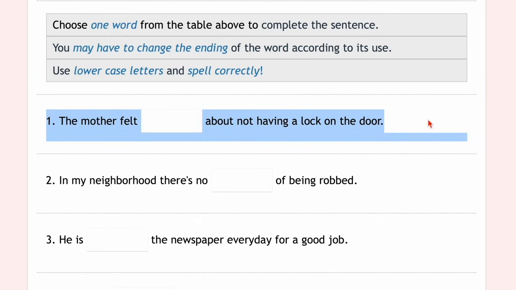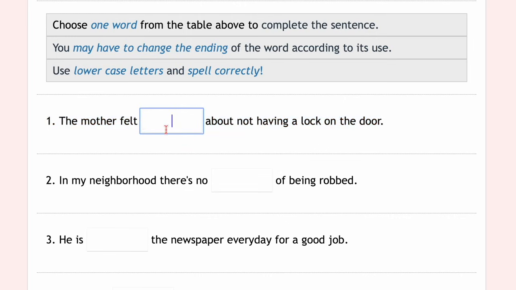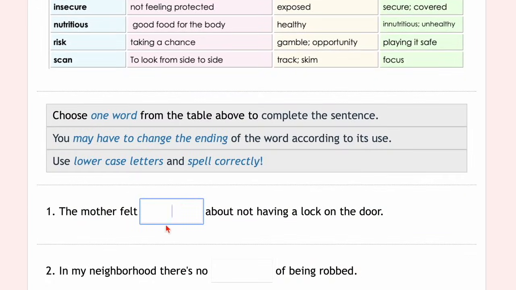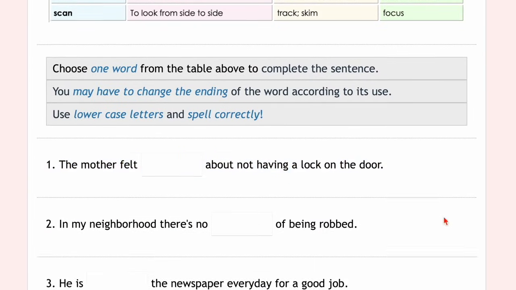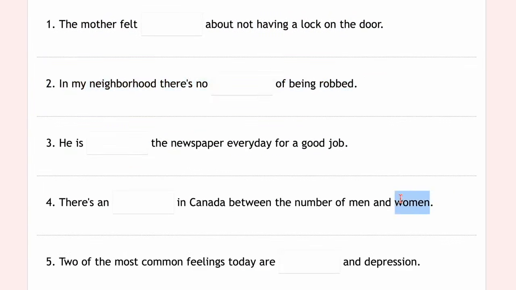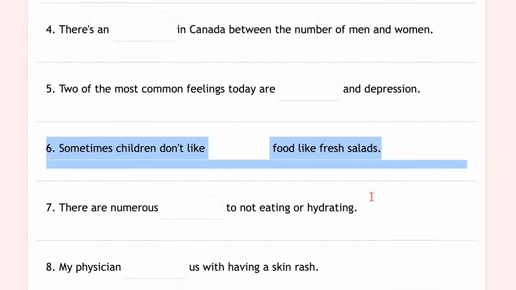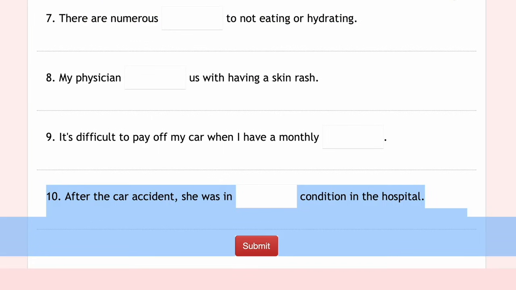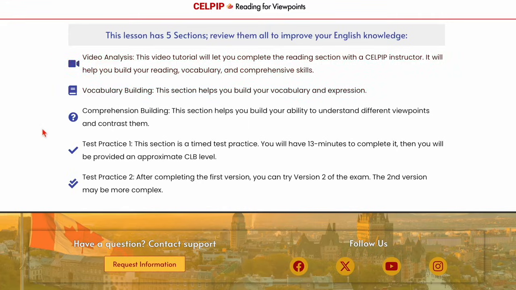And then even better after that, you have this great vocabulary building. How do you do it? Well, you read the sentence and then you should write a word from the list in here. Which word will complete this sentence? Okay, and so on. And that's a great way for you to build your vocabulary. Great exercise. And then we have comprehension building.